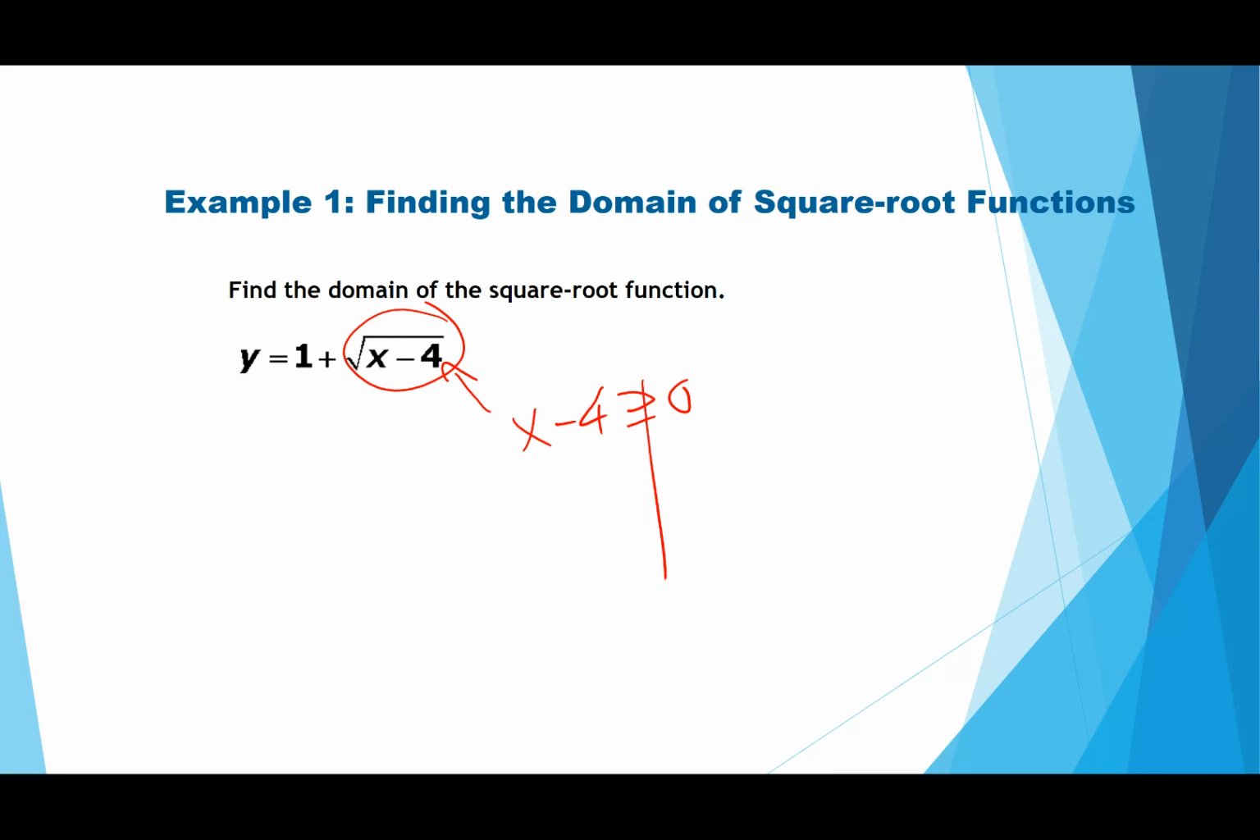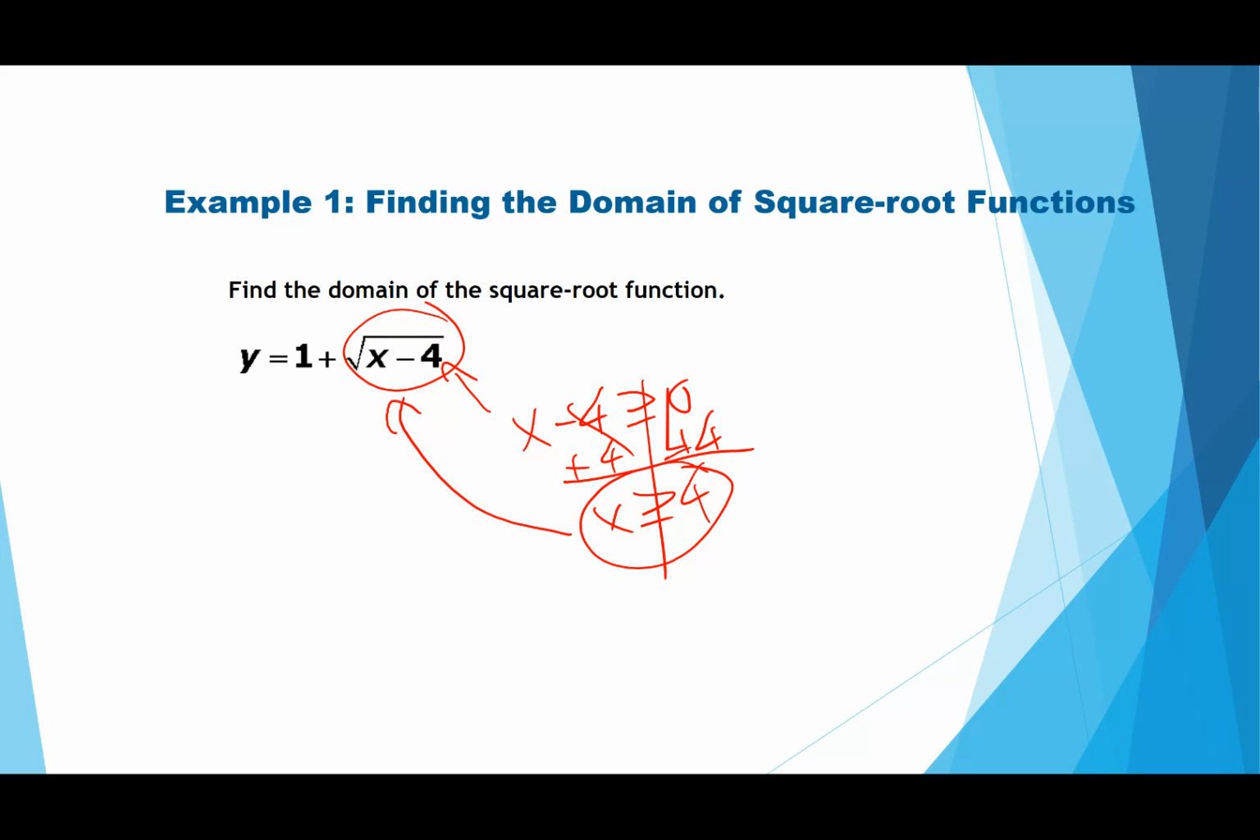So when we solve this, we treat it like any other equation. We'll add 4 to both sides. And that will leave me with x greater than or equal to 0 plus 4, which is positive 4. So this is my domain. This means that I can use any x value in this function that is bigger than 4 or equal to 4. So let's experiment just a little bit so we get a better understanding.